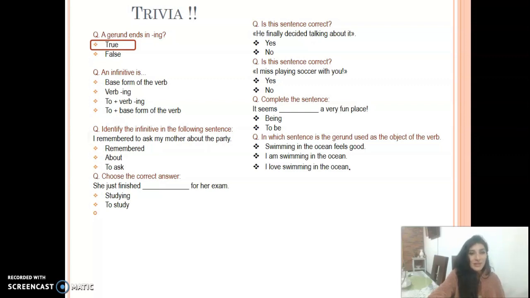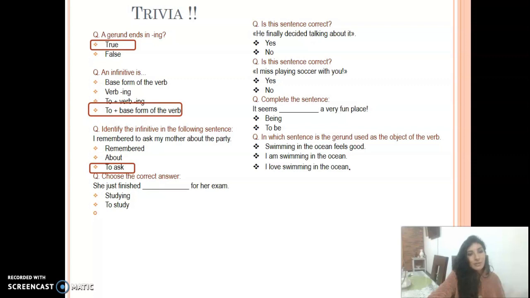The correct answer, as you know, is to plus base form of the verb, because we have first the word to and then the base form of the verb, or in this case, to cook. So the third question is, identify the infinitive in the following sentence. I remember to ask my mother about a park. Is it infinitive remembered? Is it infinitive about? Is it infinitive to ask? Yeah, the infinitive is to ask.